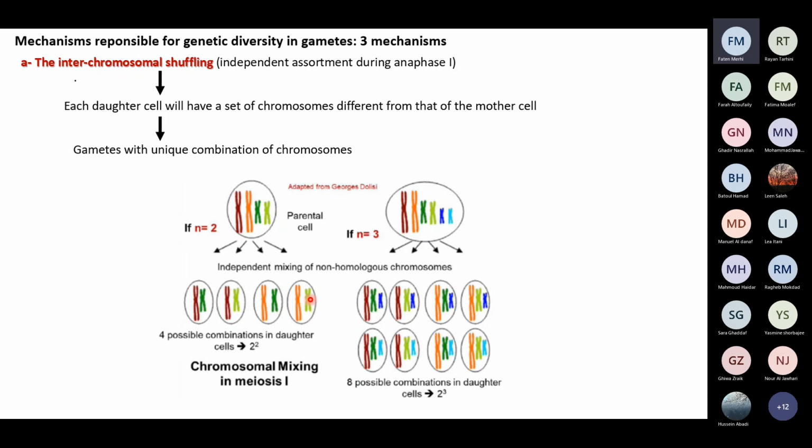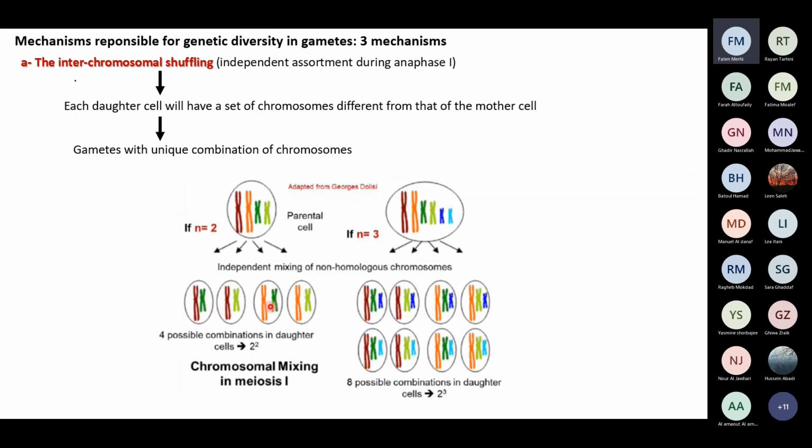And we have another possibility where this orange one can go to the upper pole with the dark green one, and then the red with the light green will go to the lower pole, and this will create two daughter cells, which are those ones, different from the ones we generated first.